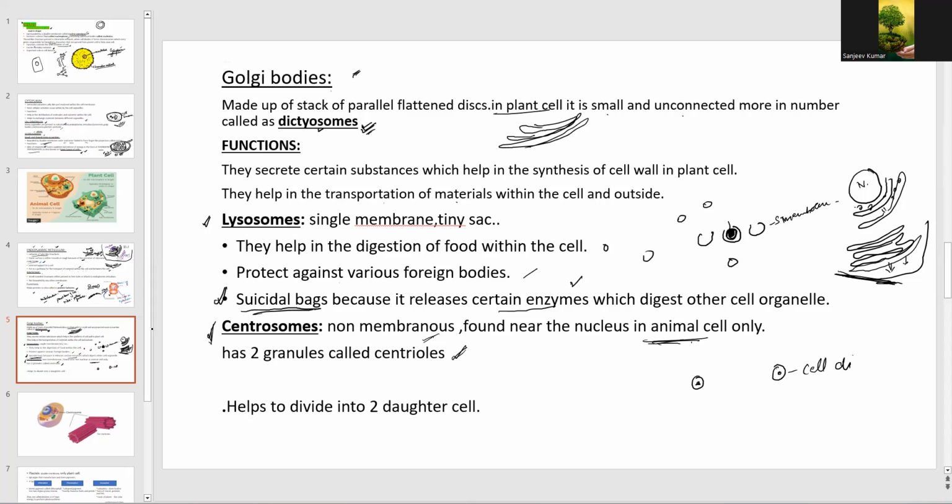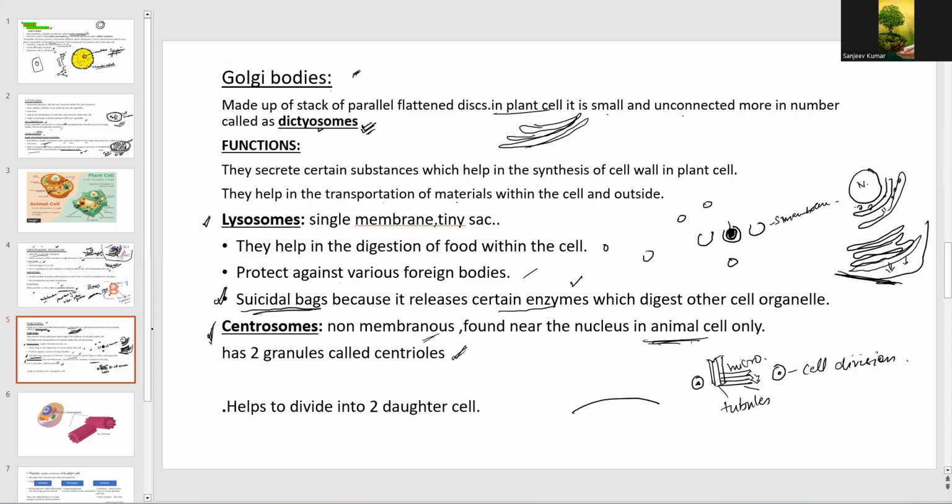During cell division, you know what happens? They help the cell to get separated. They consist of microtubules, meaning tubules, micro means small. These two centrioles are situated at right angles to each other. Microtubules are present in them and they help to divide the cell into two daughter cells.